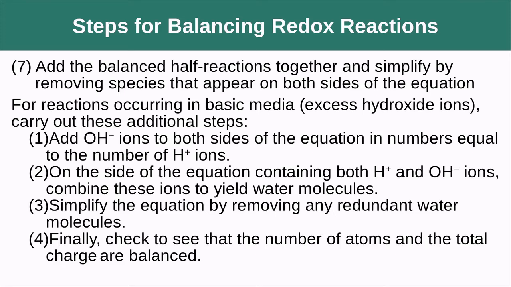If we are dealing in a basic media, so we're going to have hydroxide ions, we're going to have a few other steps. We're going to have to add hydroxide ions to both sides of the equation in numbers equal to the number of H plus ions. On both sides of the equation containing both H plus and OH minus ions, combine these ions to yield water molecules, and then we'll simplify the equation by removing the redundant water molecules. And finally, regardless of what we do, we need to do a final check to see that the number of atoms are balanced in each of these reactions.